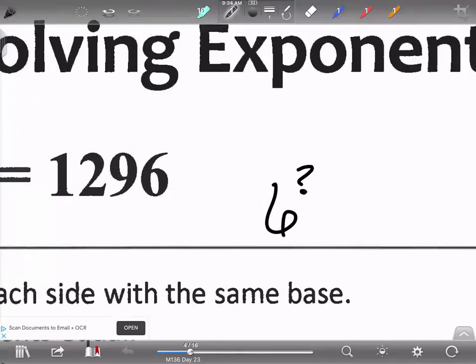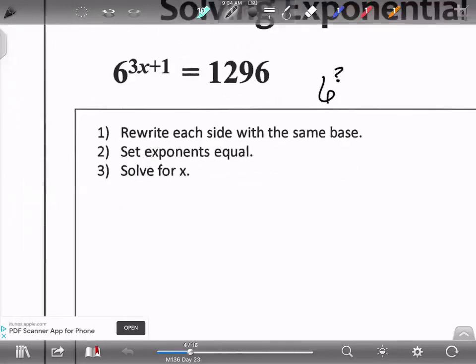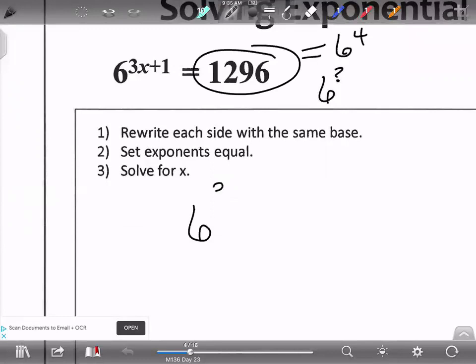If 6 to the fourth isn't big enough, do 6 to the fifth until, again, you get one that works. It is indeed 6 to the fourth. So I'm going to rewrite this as 6 to the fourth power. So I have 6 to the 3x plus 1 equals 6 to the fourth.